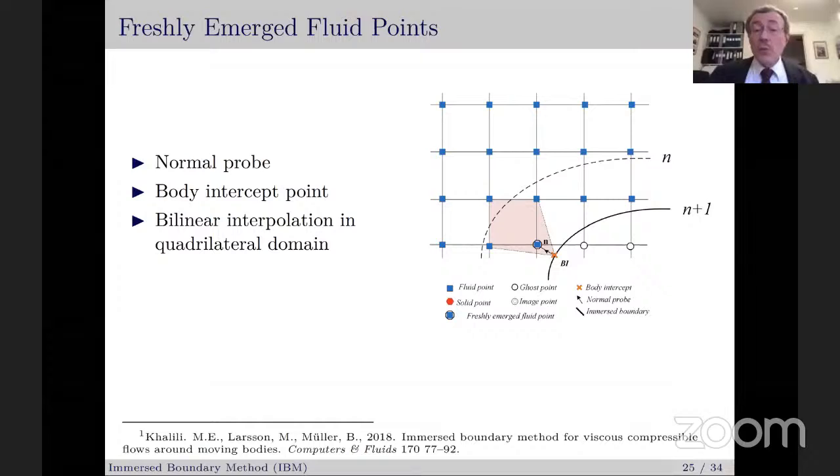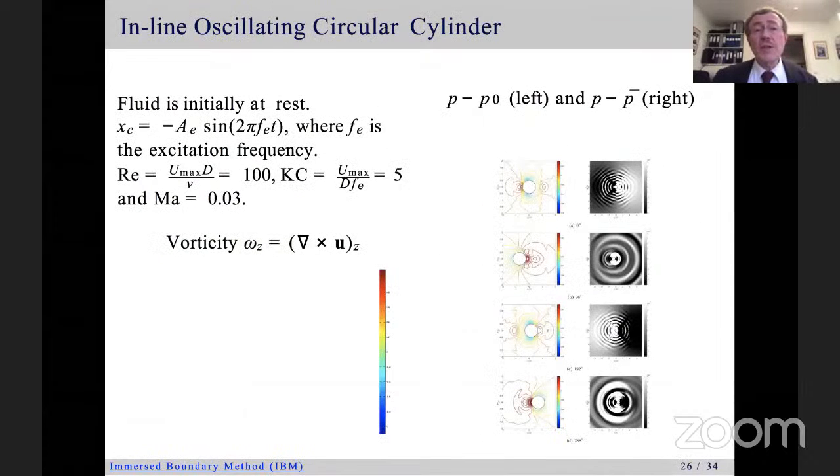So in that way, we can then handle freshly emerged fluid points. The application is done here for an inline oscillating circular cylinder. Initially the fluid is at rest, and then the x component, that is the center of the cylinder, is moved with a frequency Fe, that is the excitation frequency. We have some amplitude Ae, and we determine then the Reynolds number based on the maximum velocity that we get from this.